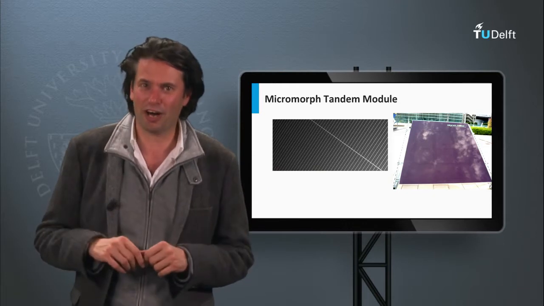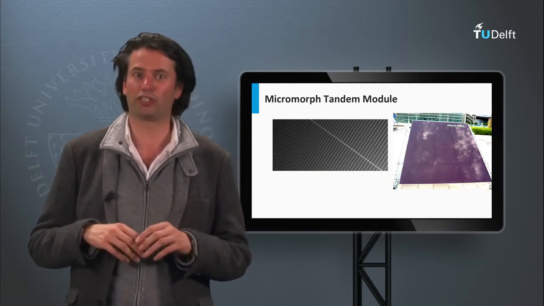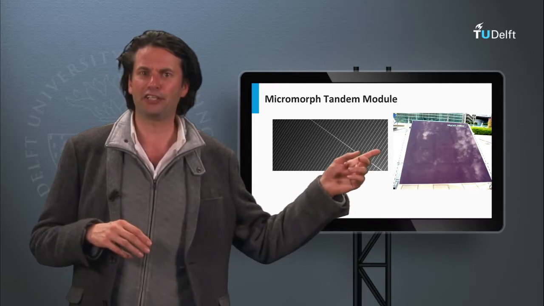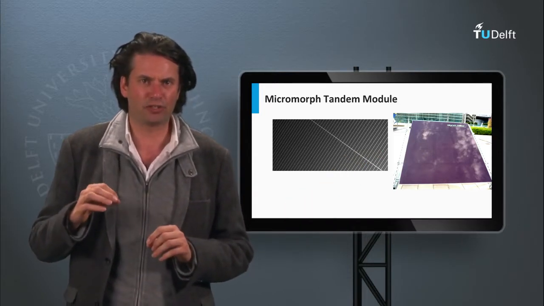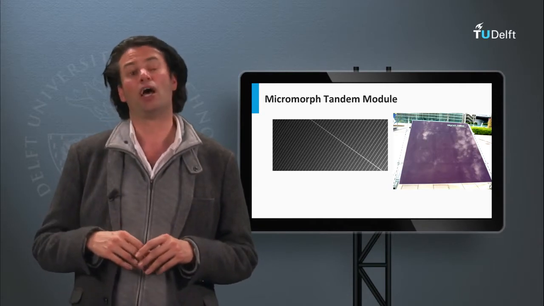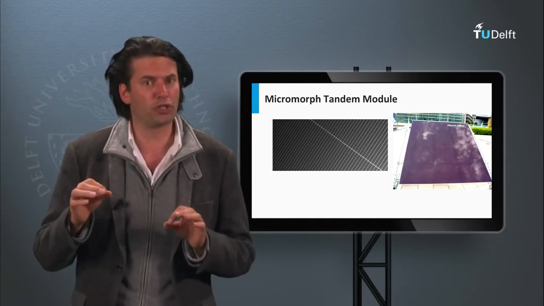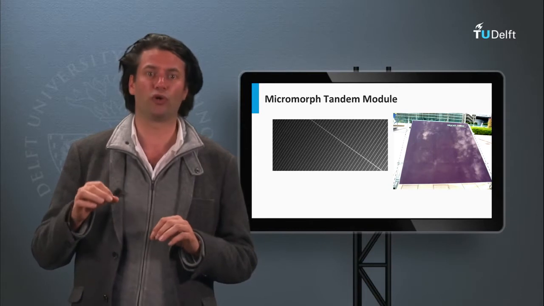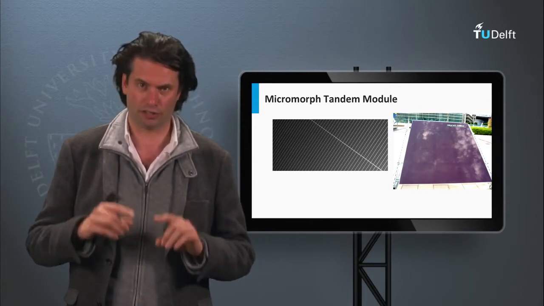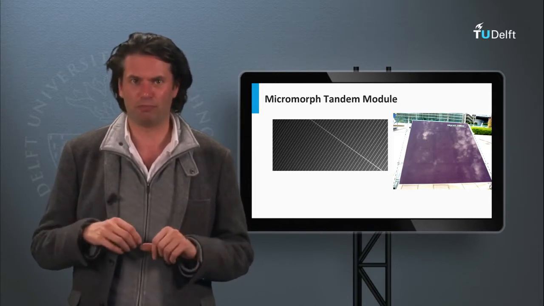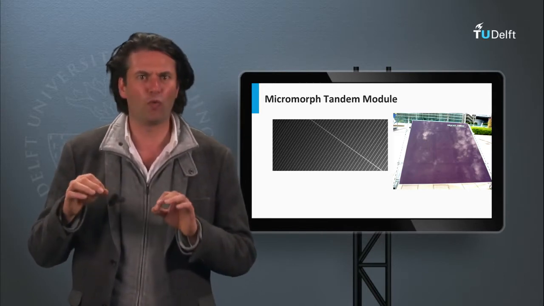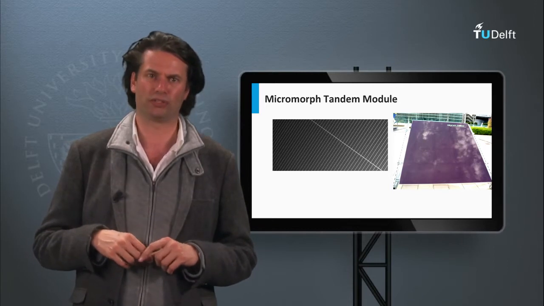A module consists of long strips of solar cells which are interconnected. Here you see a picture of a micromorph tandem module. You can see the various solar cells and the laser scribes. The open circuit voltage of the module is determined by the number of solar cell strips that are connected in series. Note that shading effects on this type of module are different from those of wafer-based crystalline silicon solar cells.